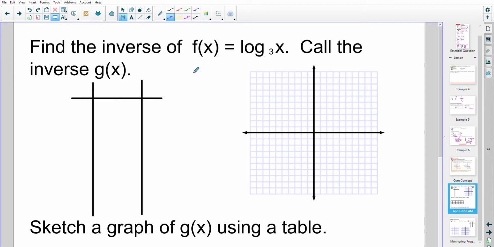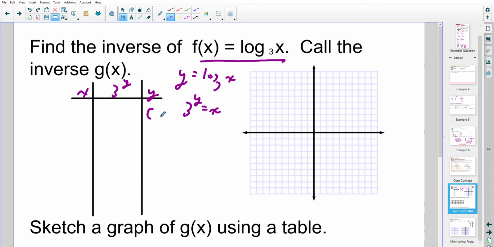So let's say we want to go ahead and just graph this right here. F of x equals log base 3 of x, meaning y is equal to log base 3 of x. Changing the form, 3 to the y is equal to x. So what I want to do is get my y's and x's, and this is going to be 3 to the y. In other words, I want to work backwards here on my table.